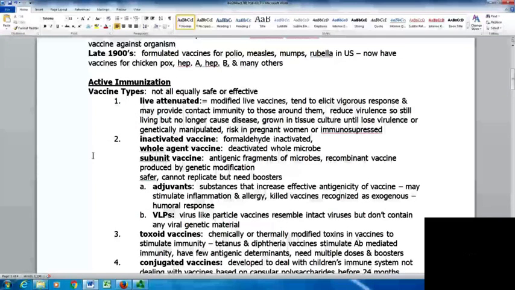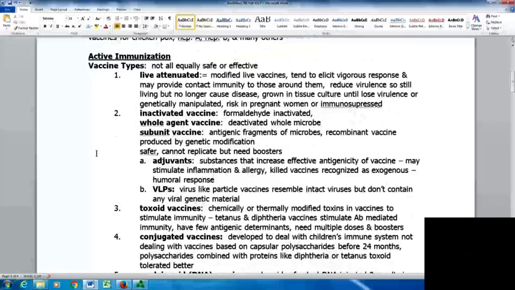So there are different types of immunization. With vaccine types, not all are equally safe or effective. A live attenuated vaccine is a modified live vaccine. These tend to elicit vigorous responses, and they may provide contact immunity to those around the person that was vaccinated. They reduce the virulence so that they're still living, but they're no longer causing disease. These can be grown in tissue culture until they lose their virulence or are genetically manipulated. These are a risk to give to pregnant women or those who are immunosuppressed.